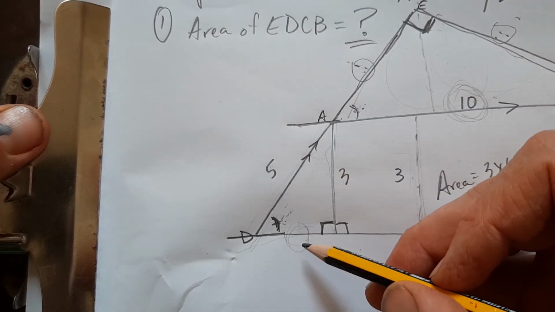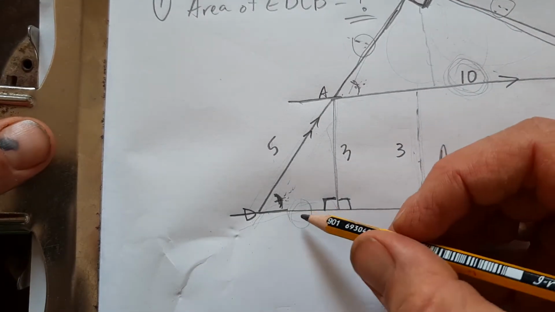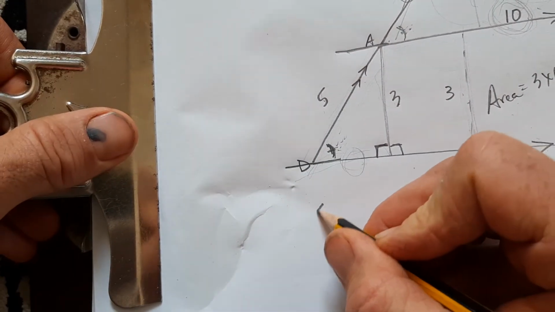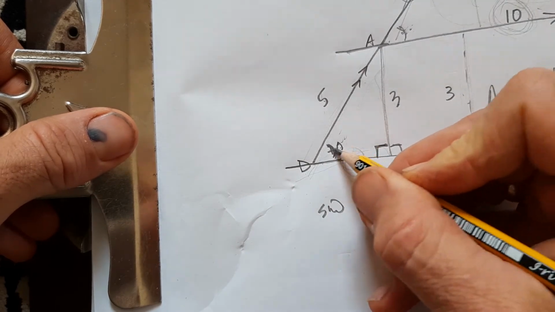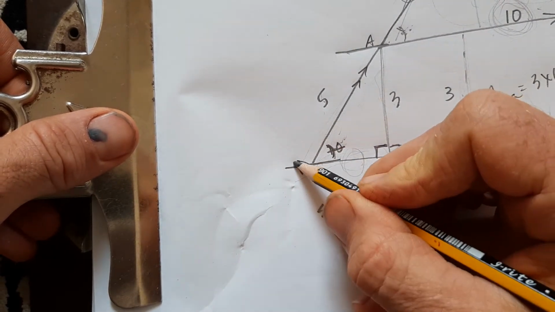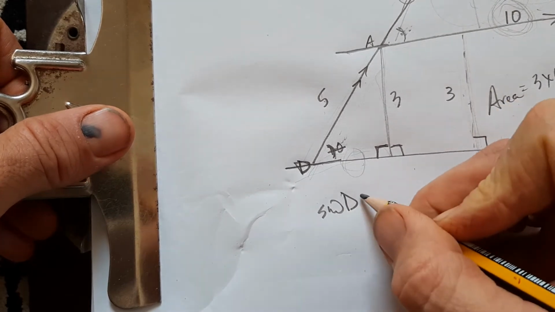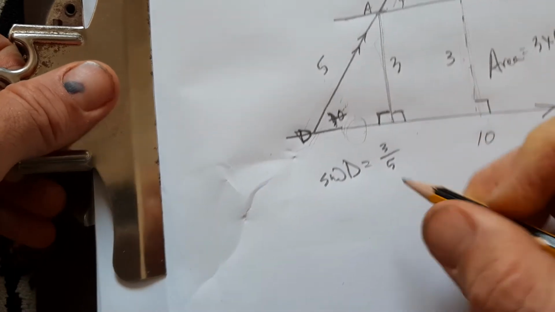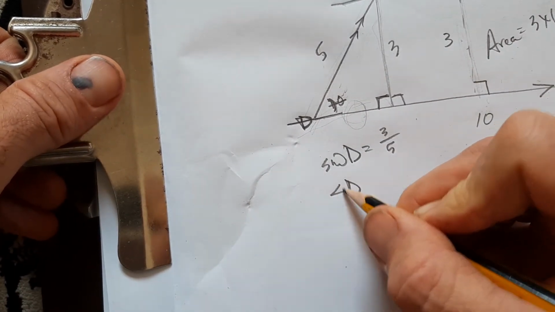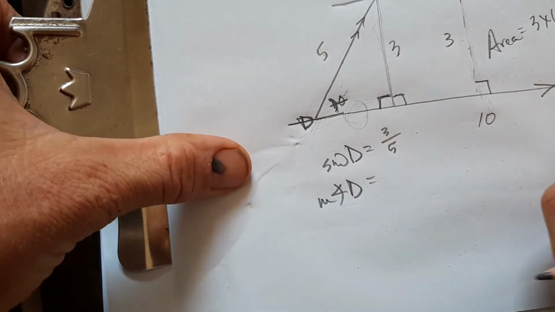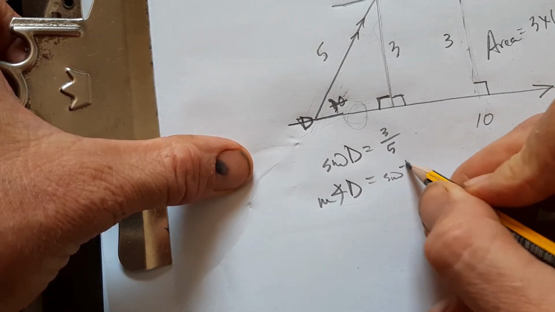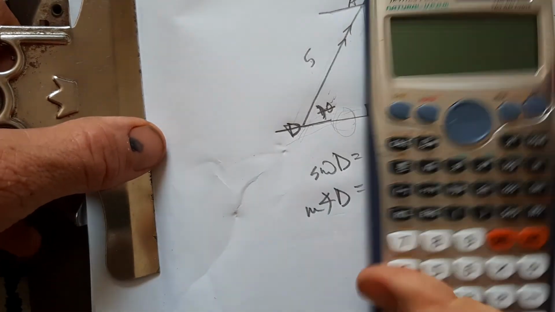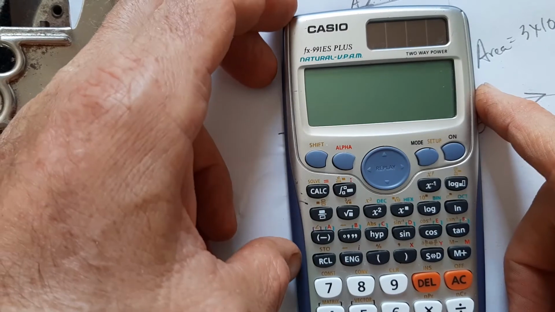What should we use? We've got an opposite side and a hypotenuse, so let's use sine. Sine of, let's call it theta, or sine of angle D. We could say sine of D equals opposite over hypotenuse. So the measure of angle D equals sine inverse of 3 over 5. Okay, so just stick that in my handy dandy calculator.